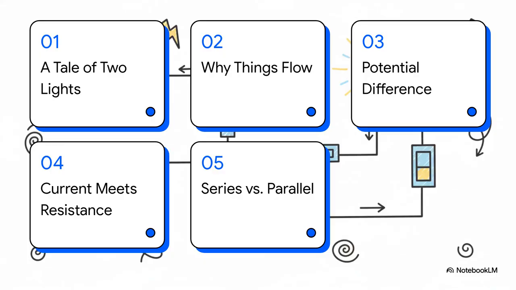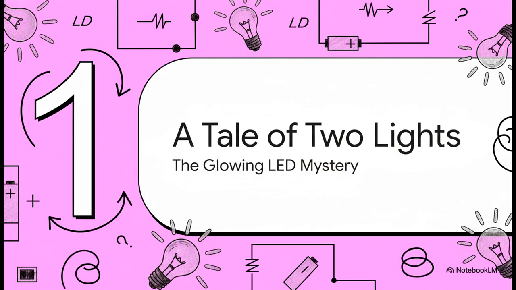We're going to start with a really simple puzzle about two lights. Then, we'll take a look at nature to understand the big idea of flow itself. After that, we'll meet the three main characters in our story: potential difference, current, and resistance. And to wrap it all up, we'll see how they all play together in the two most common types of circuits. So let's kick things off with a little mystery.